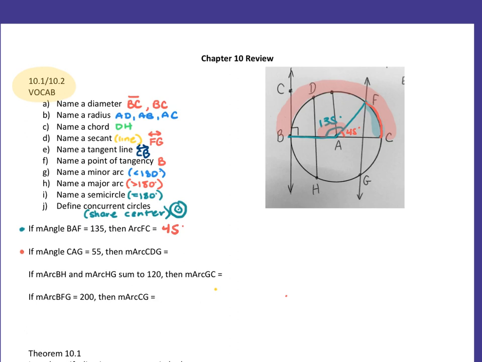The next one says CAG. So now we're talking about this angle here is 55 degrees. And it wants the measure of arc CDG. So CDG is everything on my circle except the arc that matches the central angle. So if this is 55, then I would do 360 minus the 55. And 305 would be the measure of arc CDG.